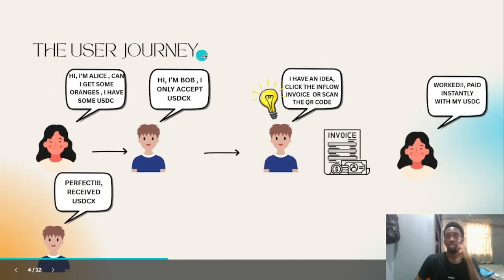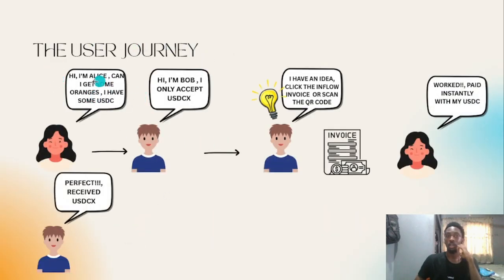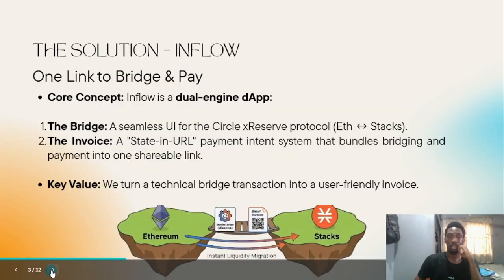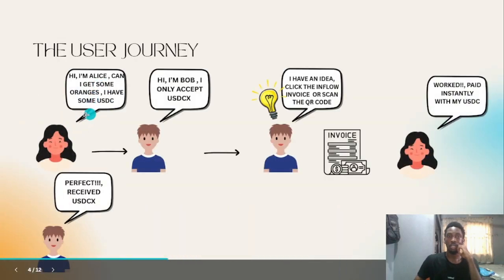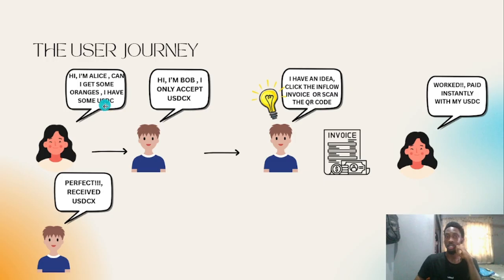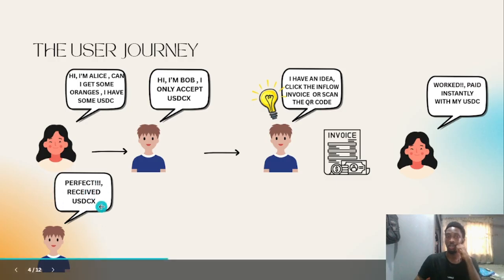So this is the user journey. Let's say this is Alice, and Alice wants to buy some oranges, but Alice is a USDC holder, and Bob wants to sell the oranges to Alice, but Bob is a Stacks OG and only accepts USDCx. Bob knows of Inflow, so he quickly goes on Inflow, creates an invoice, and shows the QR code to Alice. Alice scans the QR code and pays with her USDC, and in 10 to 15 minutes, Bob gets the equivalent of whatever she pays in USDCx.